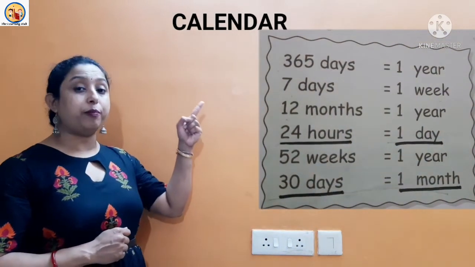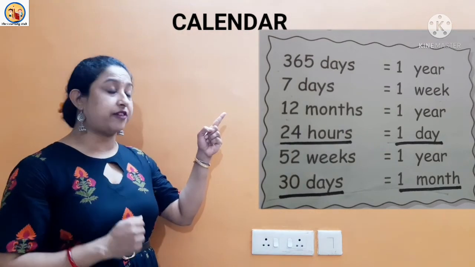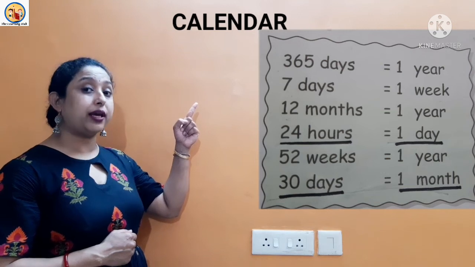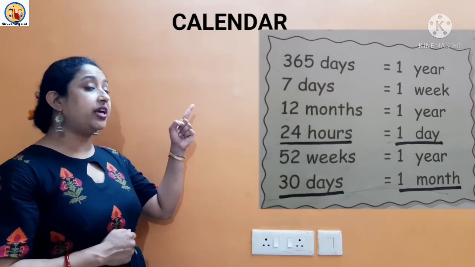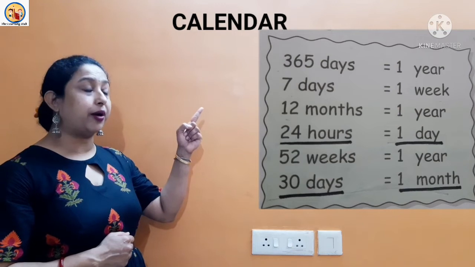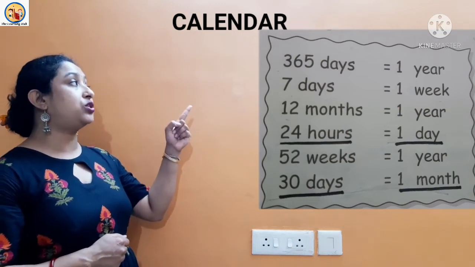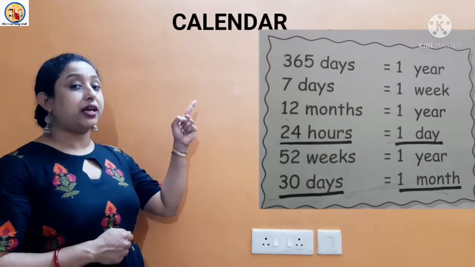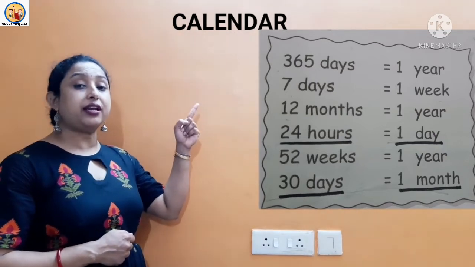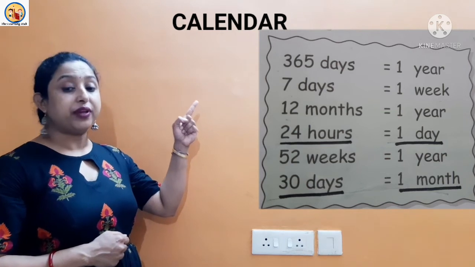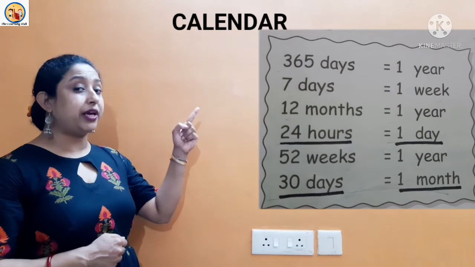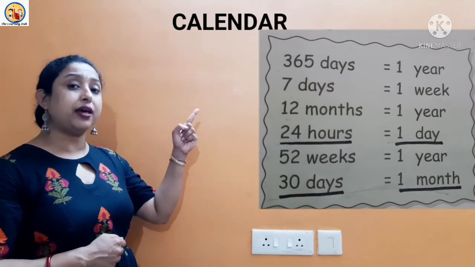Now children, look at this chart. It's a very important chart. So everyone repeat after me. 365 days equal 1 year. 7 days equal 1 week. There are 7 days in a week, which means 7 days make a week. Next, 12 months equal 1 year, which means 12 months make a year.